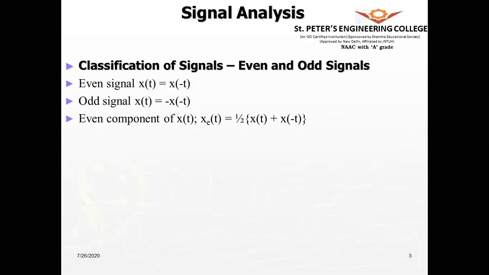For any signal, we can compute the even and odd components by using the formula. The even component of the signal x of t is given as xe of t is equal to half of x of t plus x of minus t. So you add these two signals and take half of that, or the average of those two signals. Similarly, the odd component xo of t is given as half of x of t minus x of minus t.